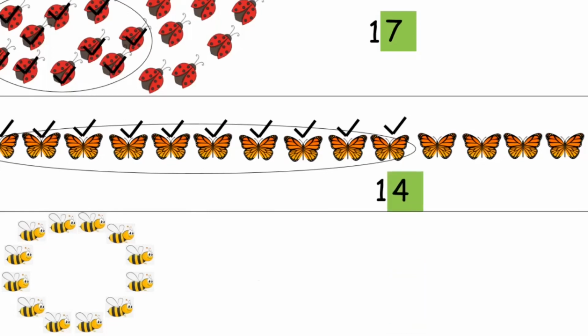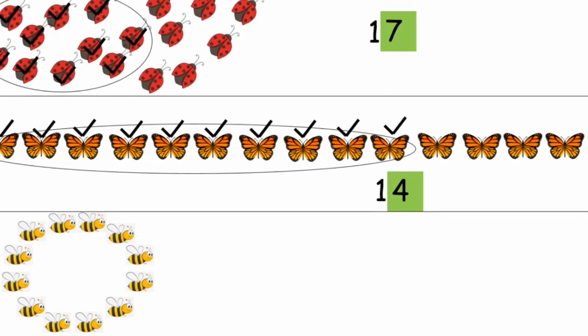Look at that. What number is that, friends? 14. That's right. I can start with my 10 and count on too, right? I'm not going to count those butterflies in my circle. Again, I know there's 10, so I'm just going to start with the number 10 and count on. 10, 11, 12, 13, 14. Excellent. 14.